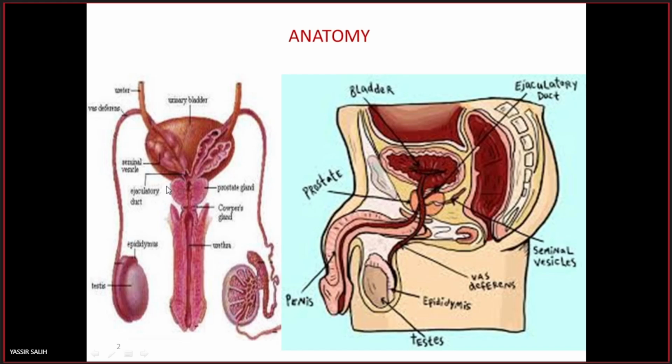This is a diagram illustrating the reproductive system in male, and this is a sagittal section, and also you can see the prostate and the epididymis located within the scrotum, and this is the prostate at the base of the urinary bladder.